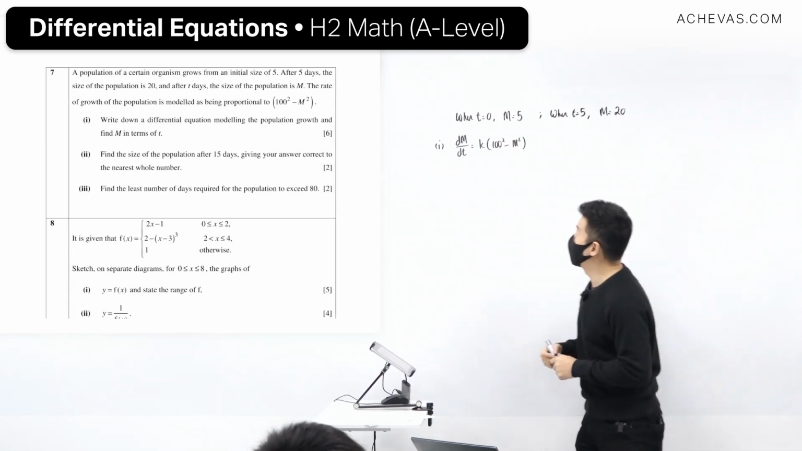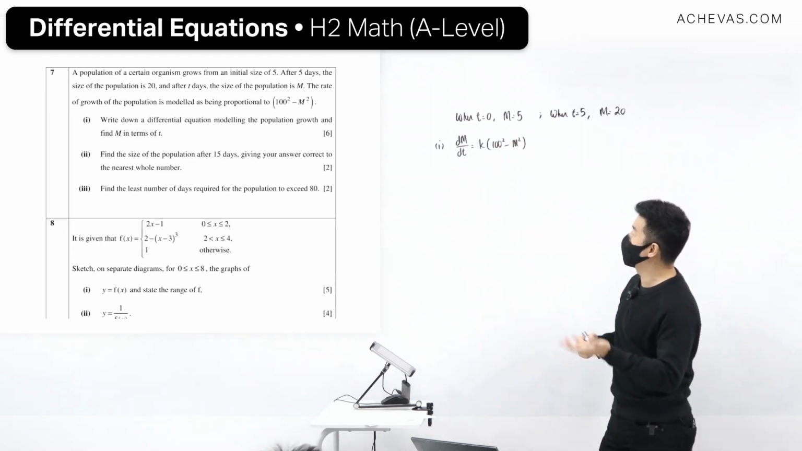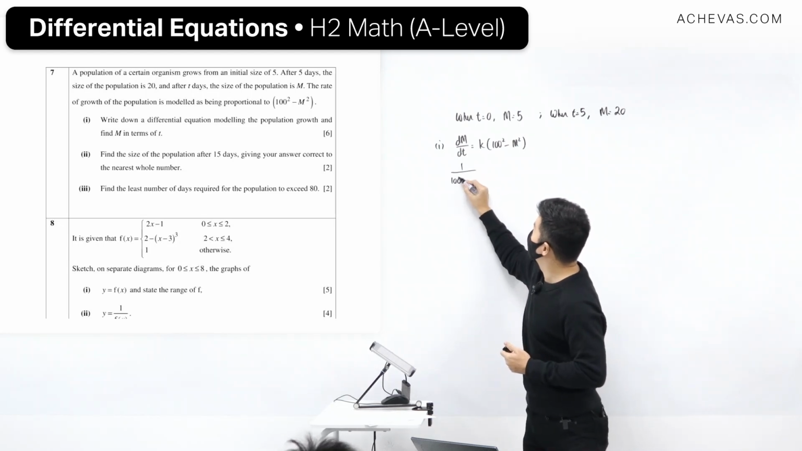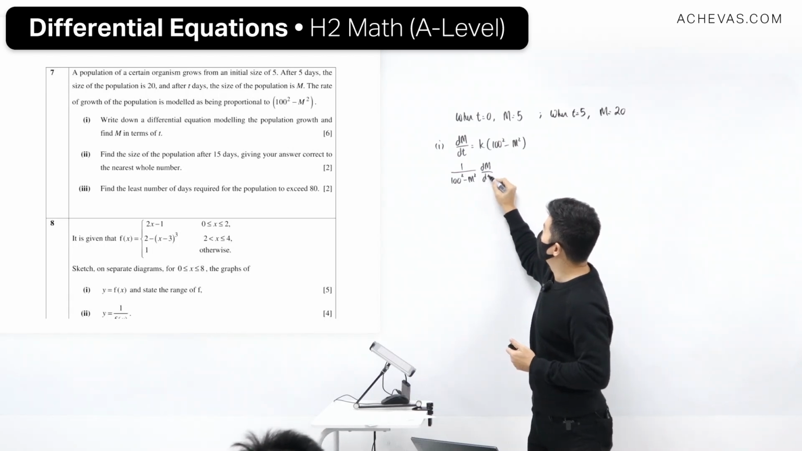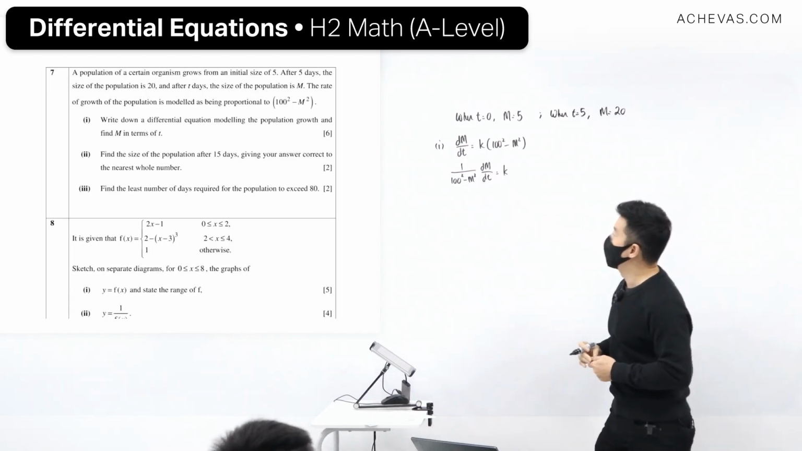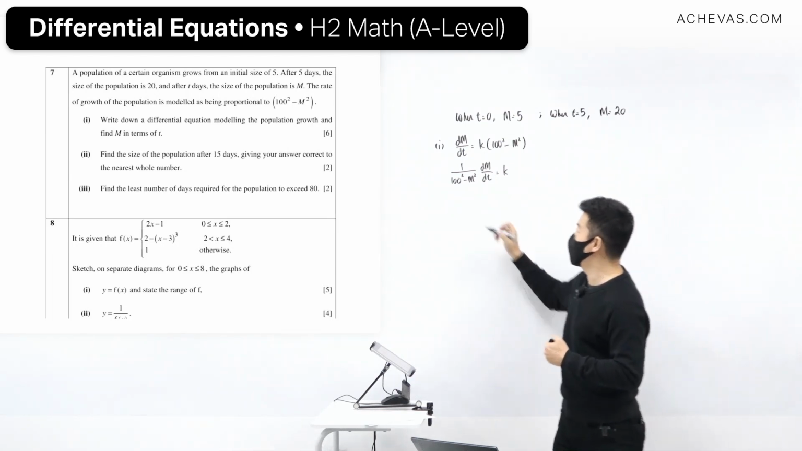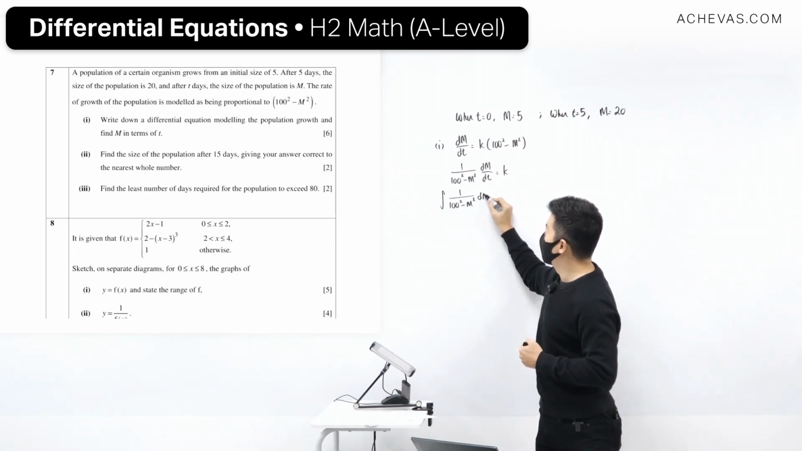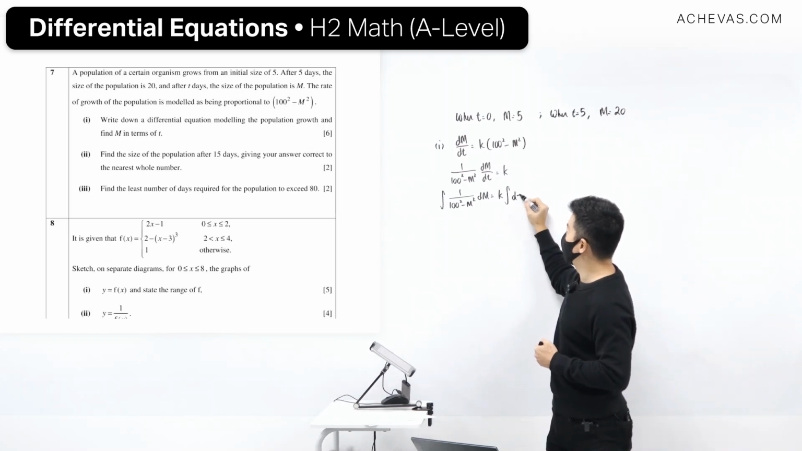So treating this as a variable separable, I'm going to divide this 100 square over m square minus m square to the other side. So we have 1 over 100 square minus m square dm dt, this is equal to k. Integrating both the left and right hand side with respect to t, we have the integration of 1 over 100 square minus m square dm. This is going to be k, which is a constant, integration of 1 dt.